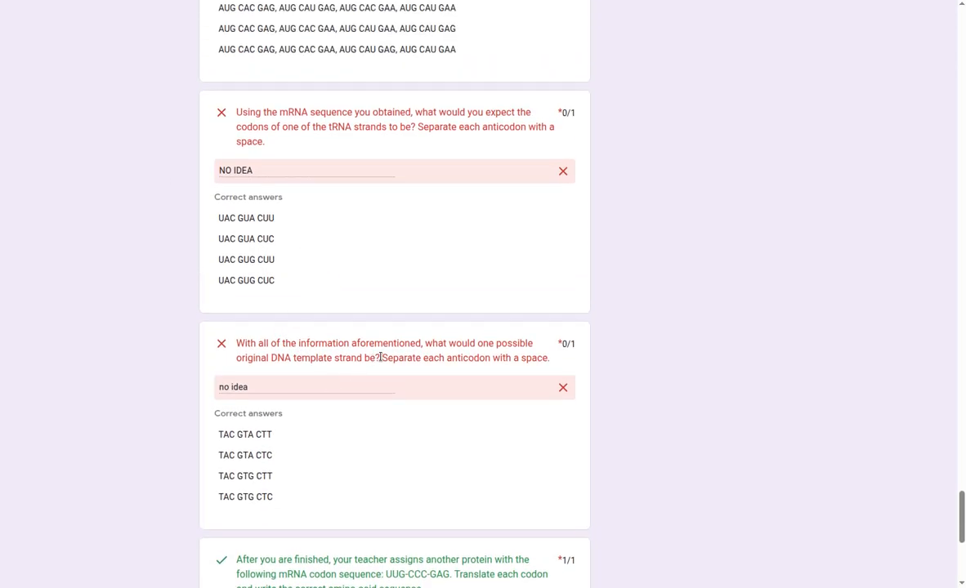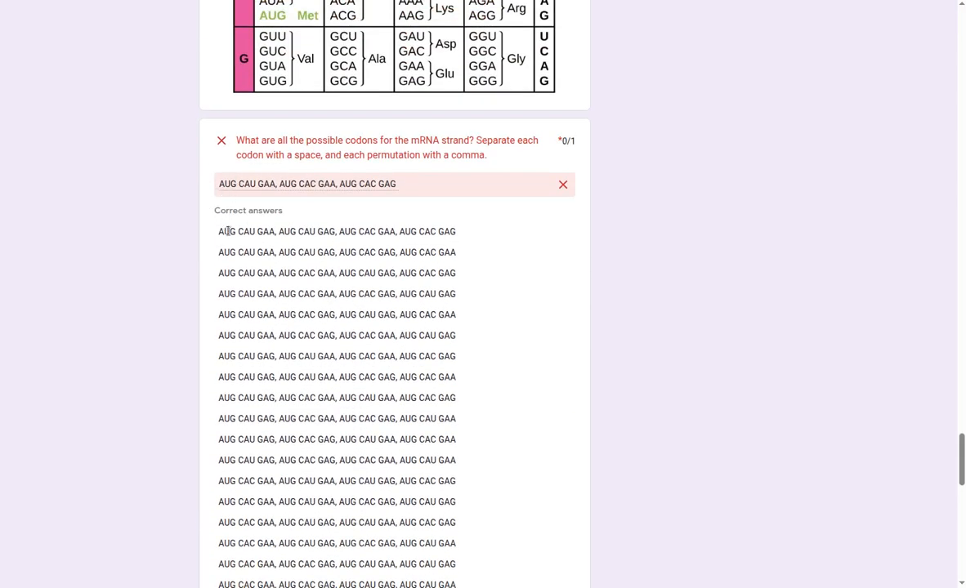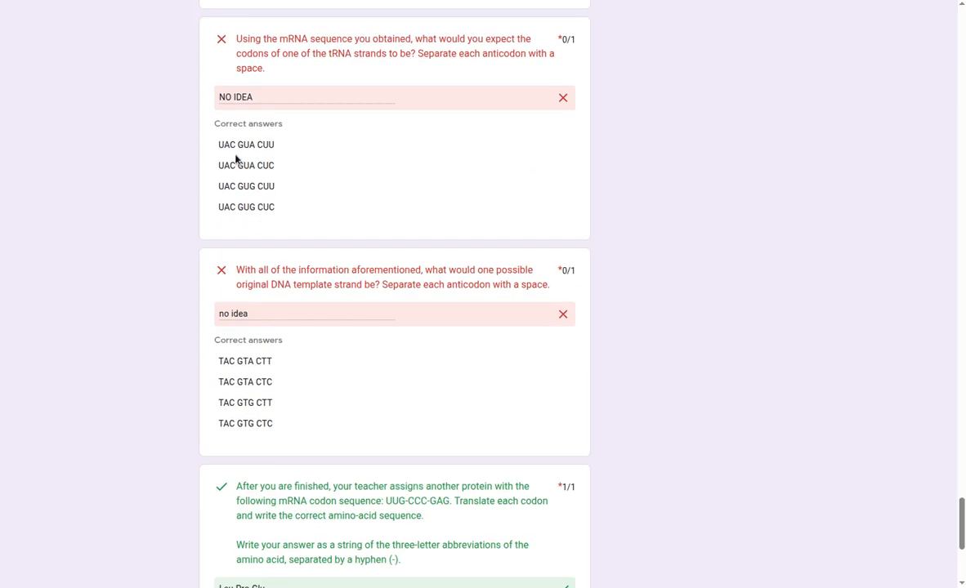With all of the information aforementioned, what would one possible original DNA template strand be? From the mRNA to DNA, we are going back. So U will be replaced by T, G by C, and vice versa, and A will be T. As it's the case, A will be T, and U will be A, and G will be C. Yeah, it's correct.